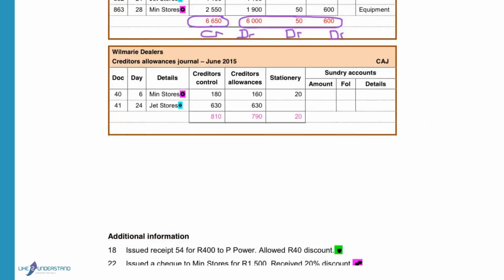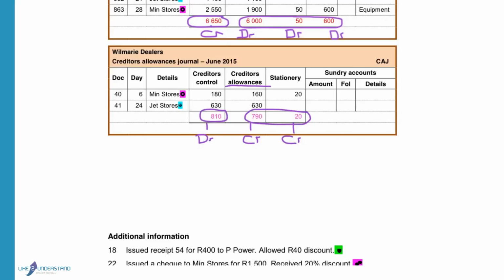In the creditors allowances journal, it will be the same as perpetual except that we have a creditors allowances column in place of an inventory column because we're not allowed to use inventory. So creditors will be debited because we want to decrease our creditors. Creditors allowances will be credited to decrease the purchases. Stationery will be credited to decrease the expense. And if we add up the two figures on the debit side, it will equal the figure of 810 on the credit side.